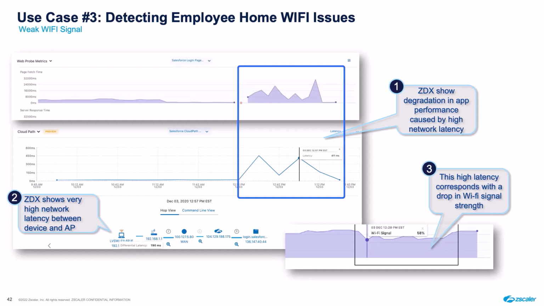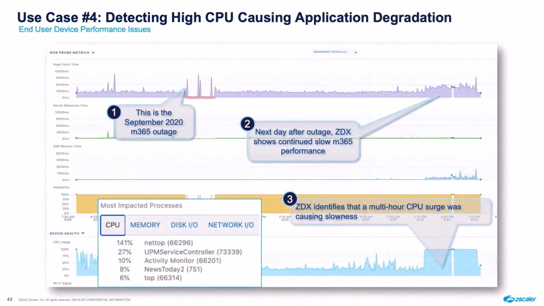Maybe in this case, upgrade your Wi-Fi to say 5 GHz, or maybe move closer to your access point. In use case 4, we have a user who is facing slowness, and while looking at ZDX, we were quickly able to pinpoint that this slowness was probably caused by high CPU utilization on the end user's machine. So we see that the CPU is pegging around 100%, which is negatively impacting the page load times on the device, hence impacting the end user's experience.